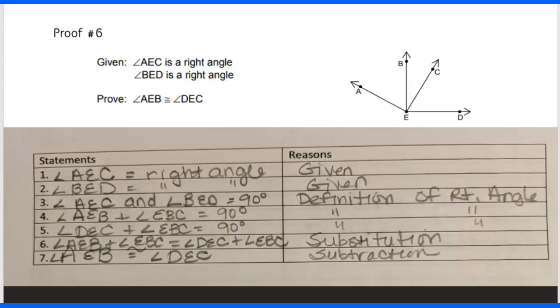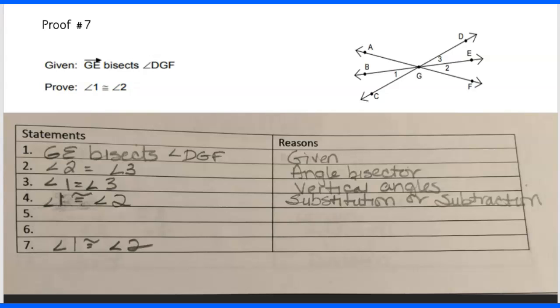All right, now we are moving to proof number 7. We have 3 lines cutting, there's one common point, and we are told that the line GE bisects DGF. Here's DGF, and GE is bisecting that. We know then, because of that, 2 and 3 are equal, so you could put little congruent marks there.